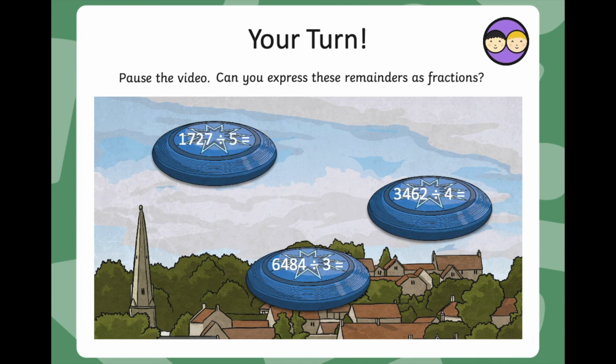Let's have a look at the answers. The first one was 345 and 2/5. Then it was 865 and 2/4. And the last one was 2,161 and 1/3. The denominator of your fraction is always the number that was being divided by.